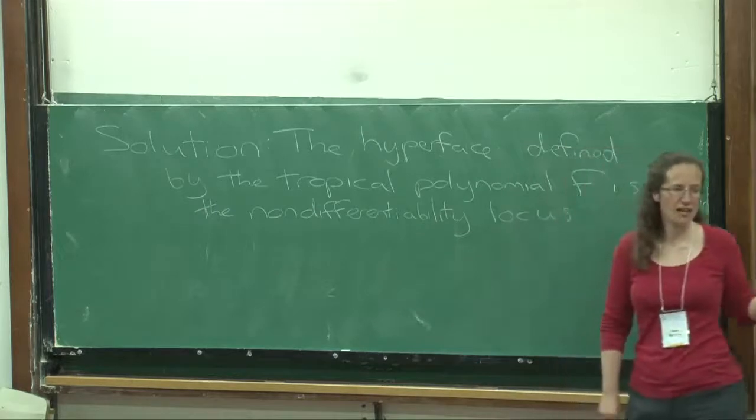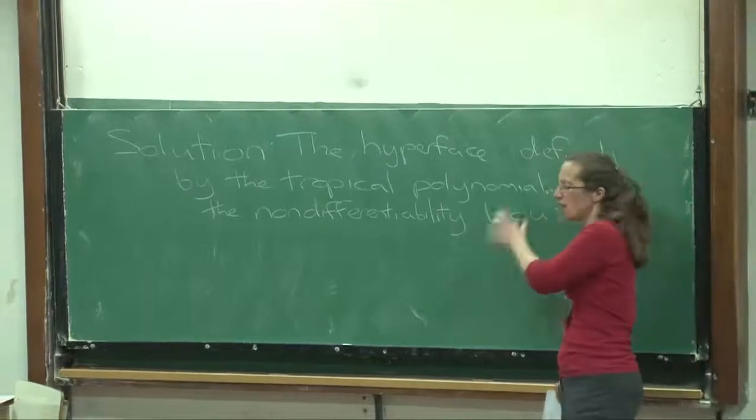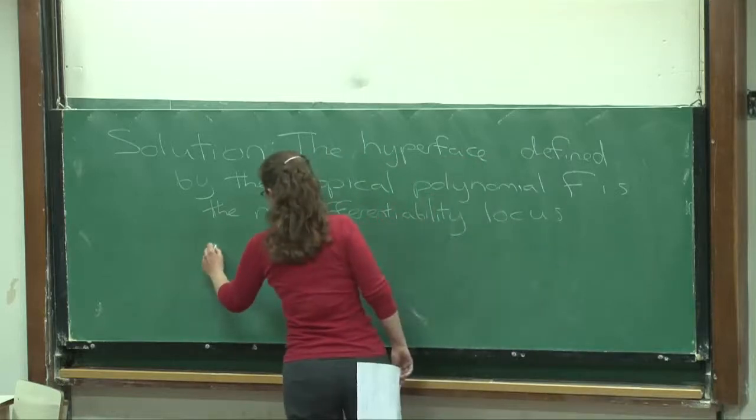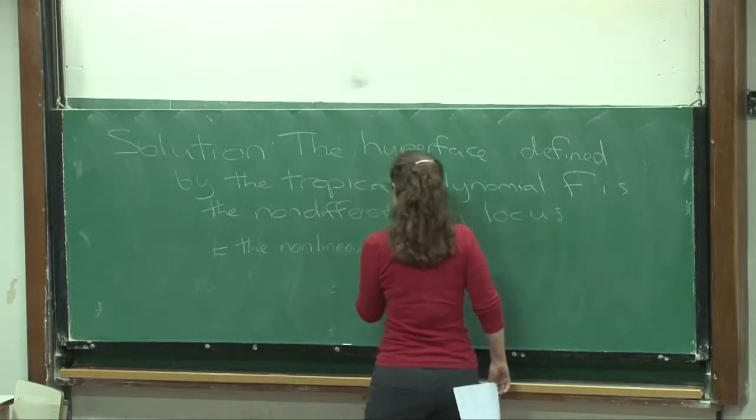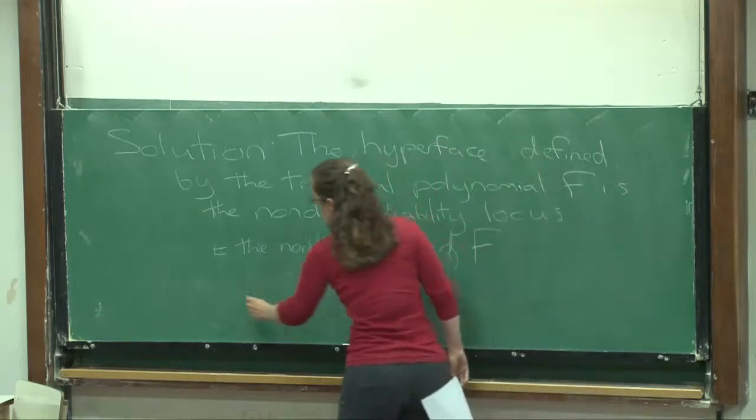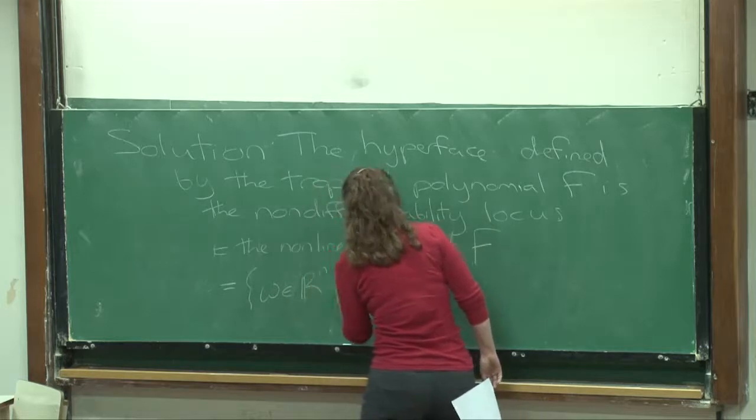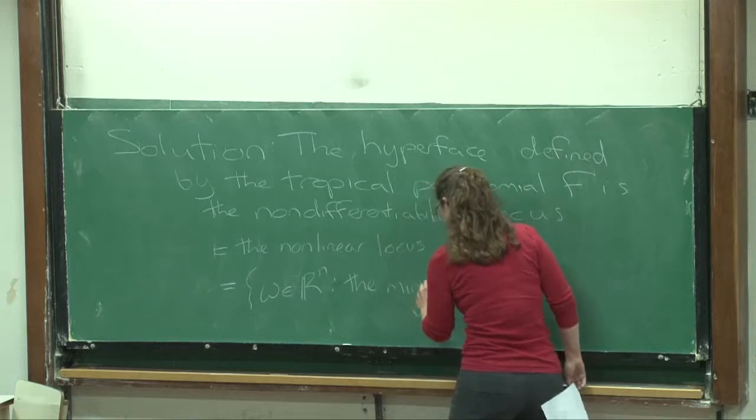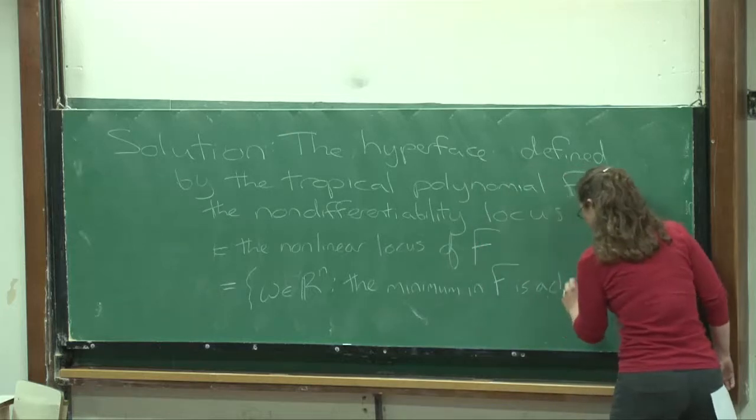So this is the place. I have a function from R^n to R, or from (R union infinity)^n to R union infinity. I want to look at when it is differentiable. Or equivalently, this is the non-linear locus of capital F. Or equivalently, it's going to be the set of w in R^n such that the minimum in F is achieved at least twice.